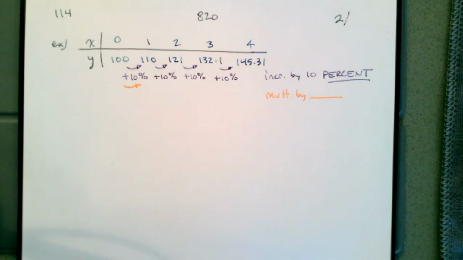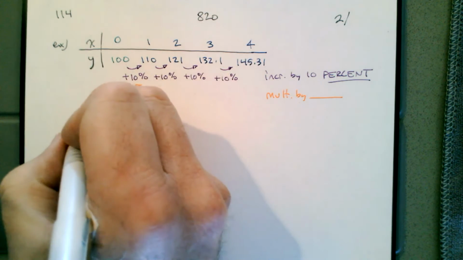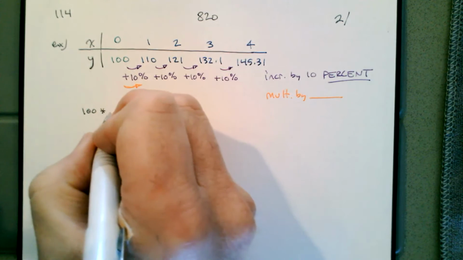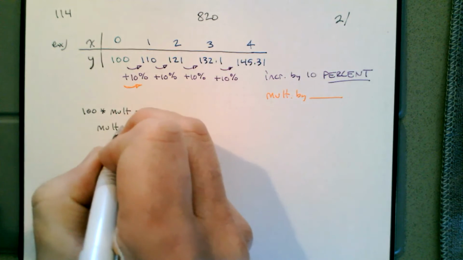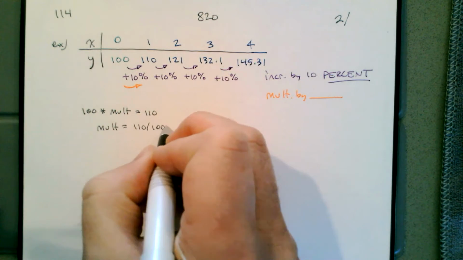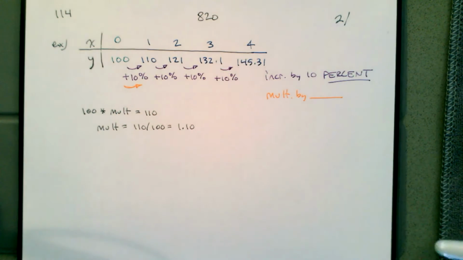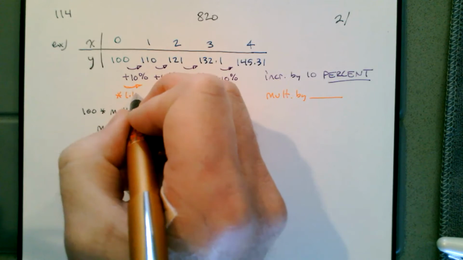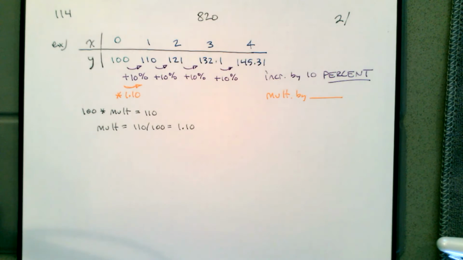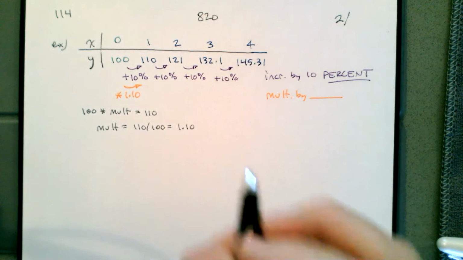I have 100 times something is 110. I just need to figure out what the multiplier is, and I can get there by dividing. So 100 times multiplier is equal to 110. And so that means the multiplier is 110 over 100, 1.10. So in that first step, we did multiplication by 1.10. Let's check in the second step.